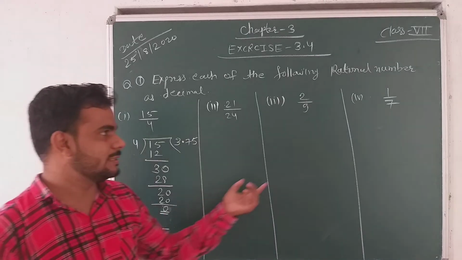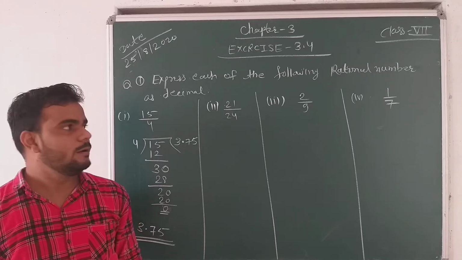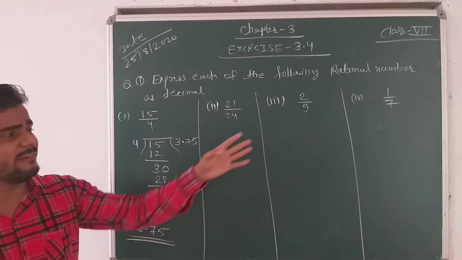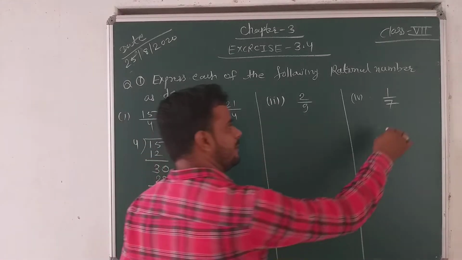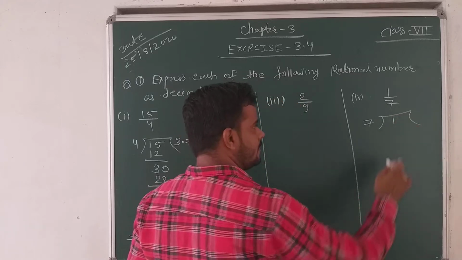Like this, all three remaining are your homework. I think you can do it. Okay, so just try to solve these three questions. Already I solved one. Then one more I will solve. That last one, 1 by 7. 1 divided by 7. Okay, so how much time?